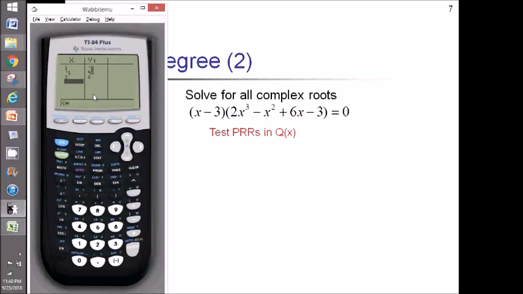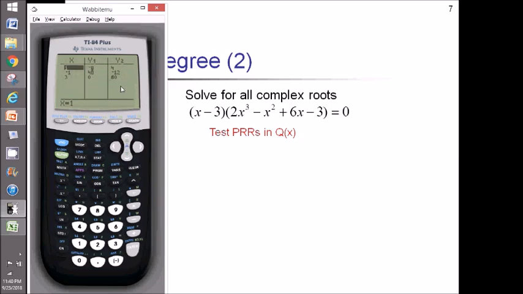So I'm back on my calculator. I'm going to y equals, and now in y2, let me do 2x cubed, and we've got minus x squared plus 6x minus 3. Okay, let me go to my table again.